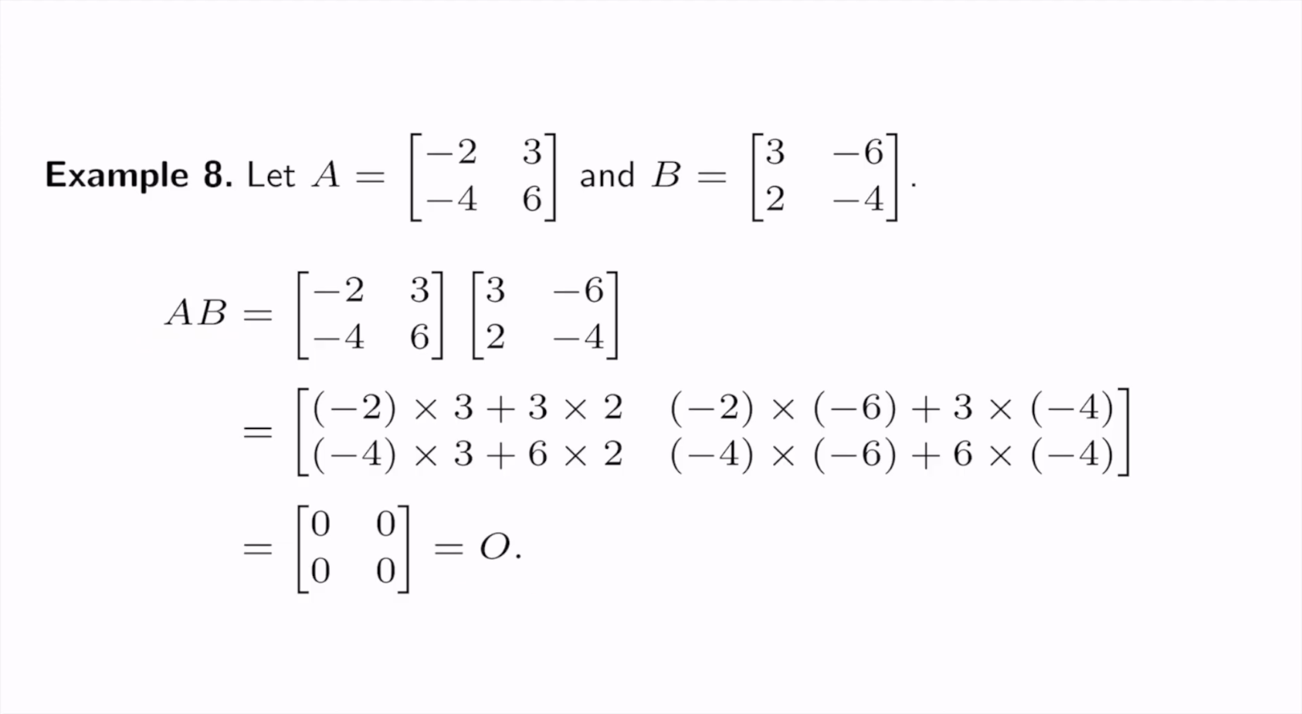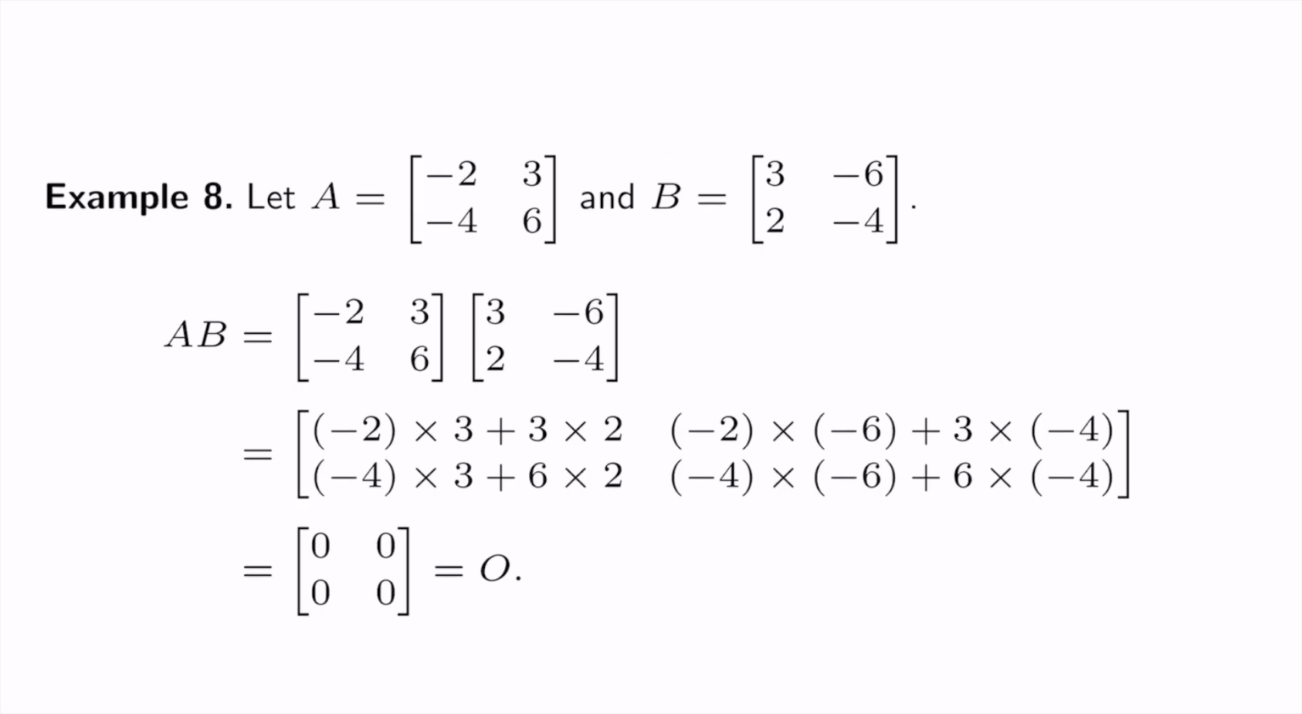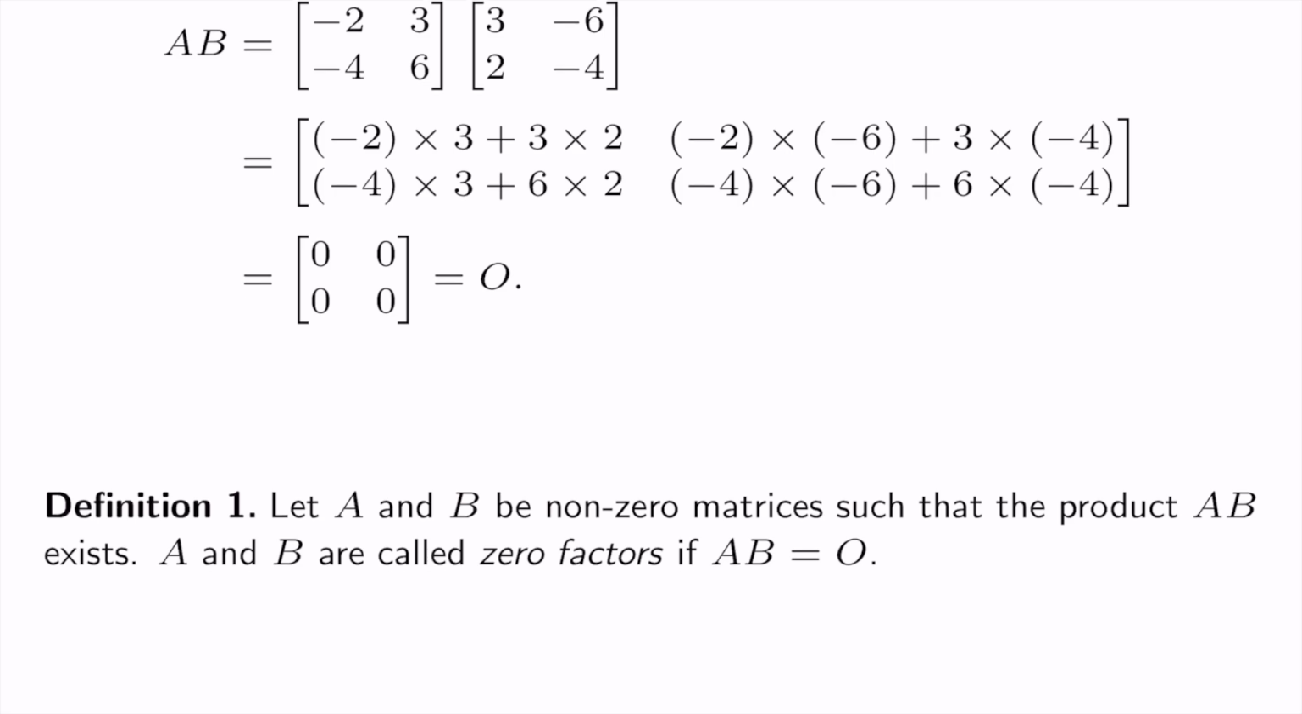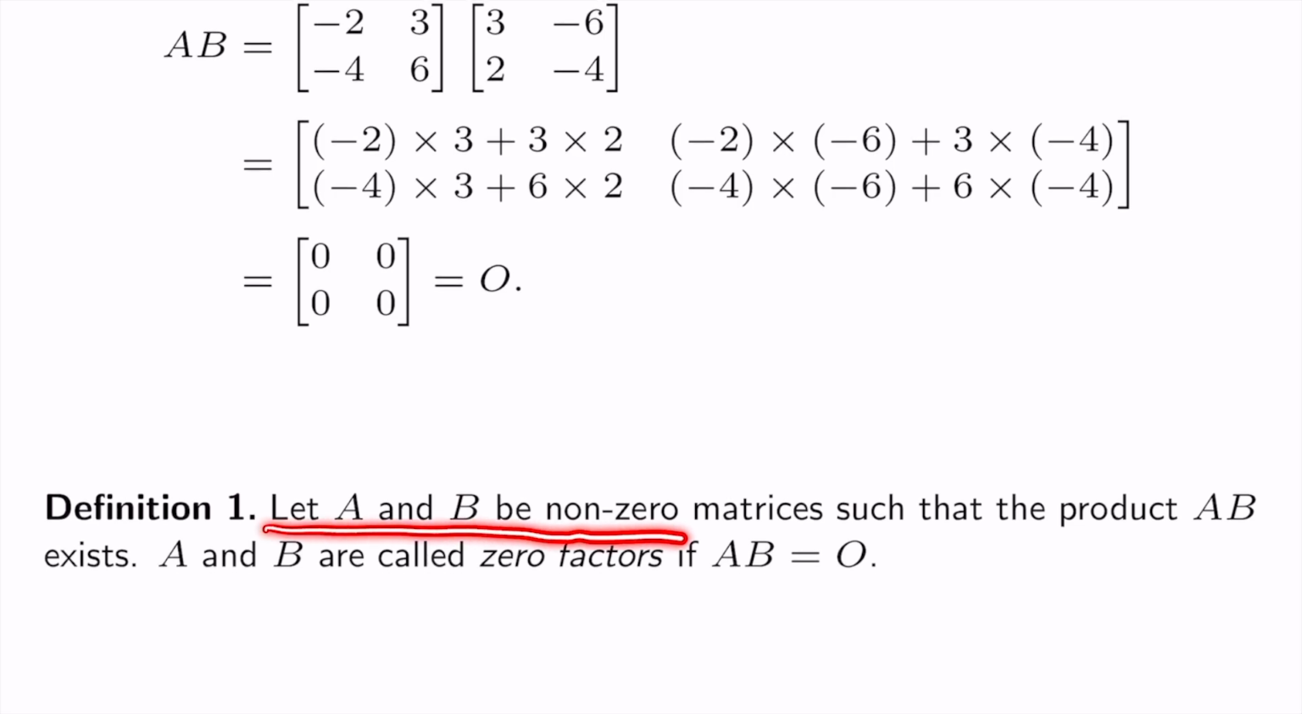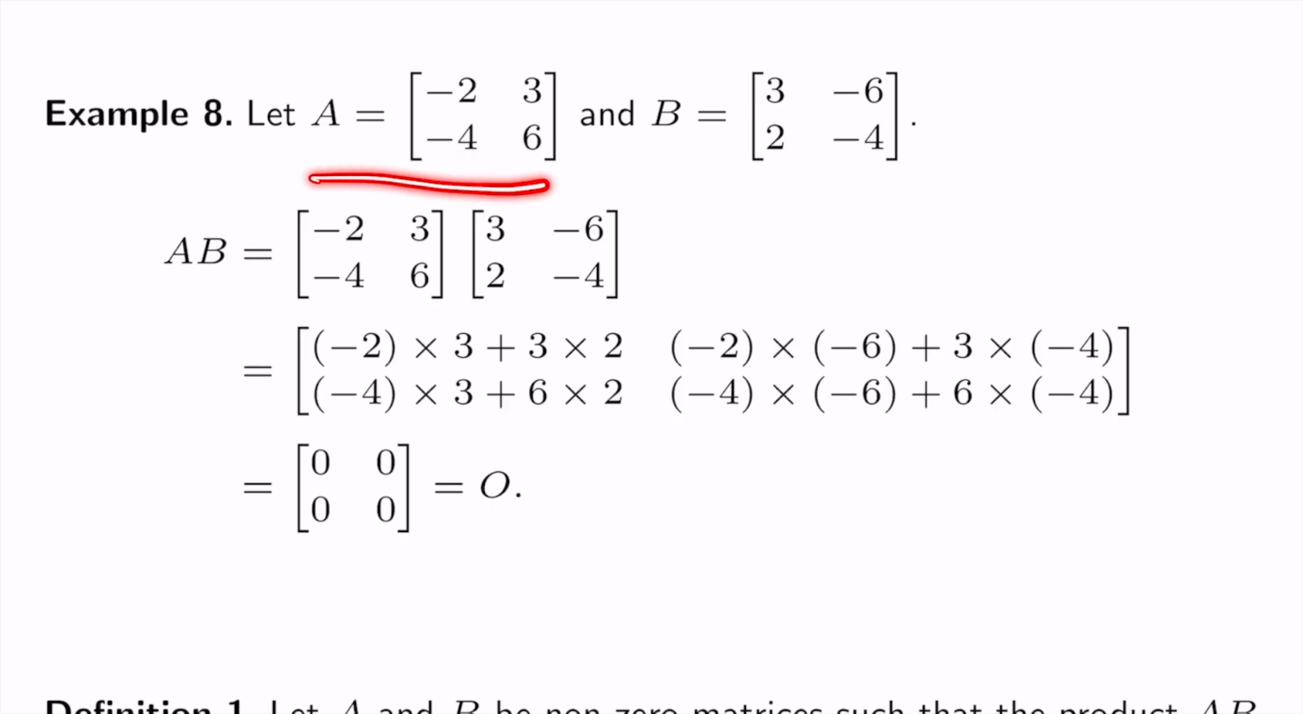So you can see matrix algebra is quite different from the algebra of ordinary numbers like real numbers or rational numbers. Such a situation can happen quite often, so we give a special term for this. Let A and B be non-zero matrices such that their product exists and the product is a zero matrix. Then we call these matrices zero factors. So in this example, these matrices are zero factors because their product is a zero matrix.